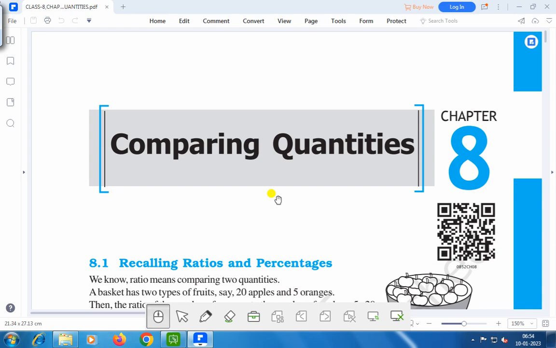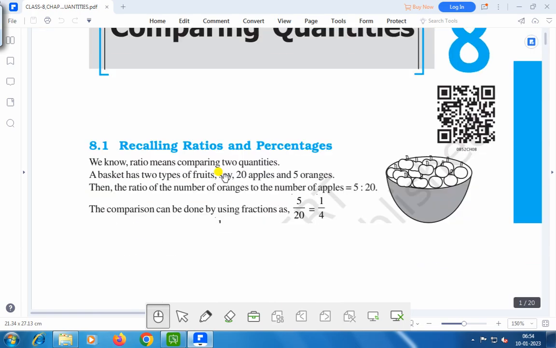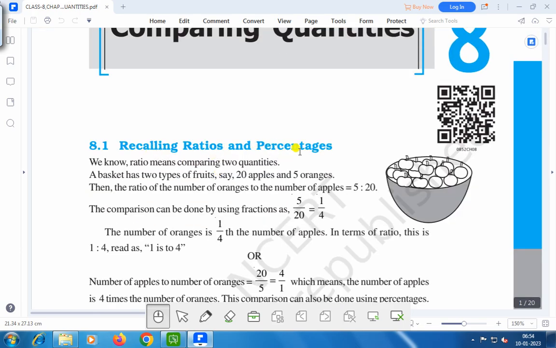Hello everyone. Today we shall discuss chapter 8, that is comparing quantities. Here, recalling ratios and percentages. We know ratio means comparing two quantities.